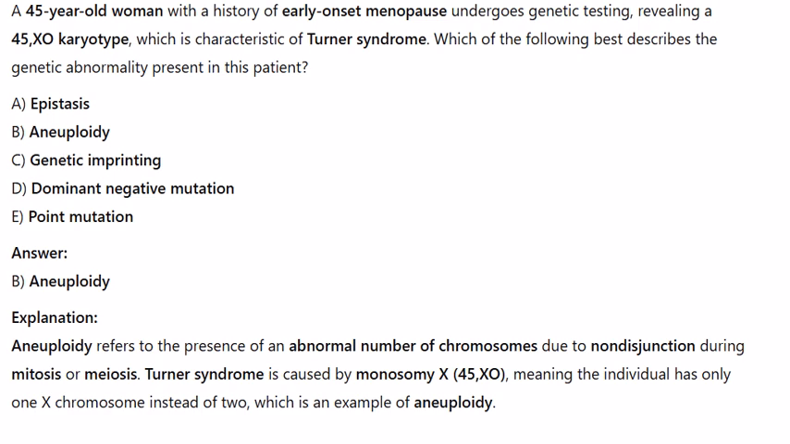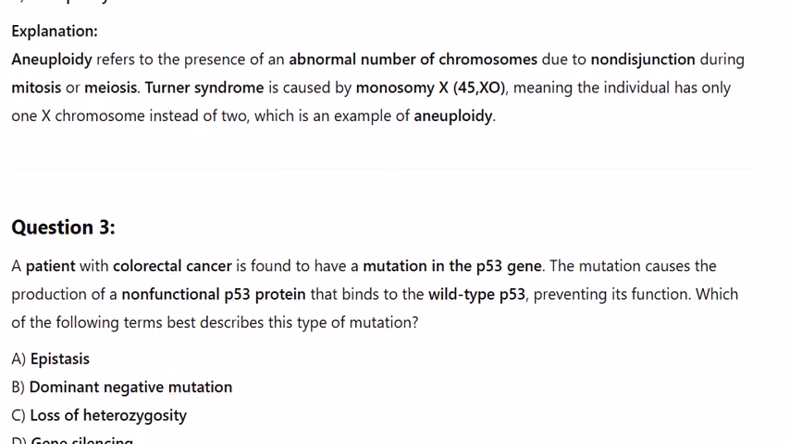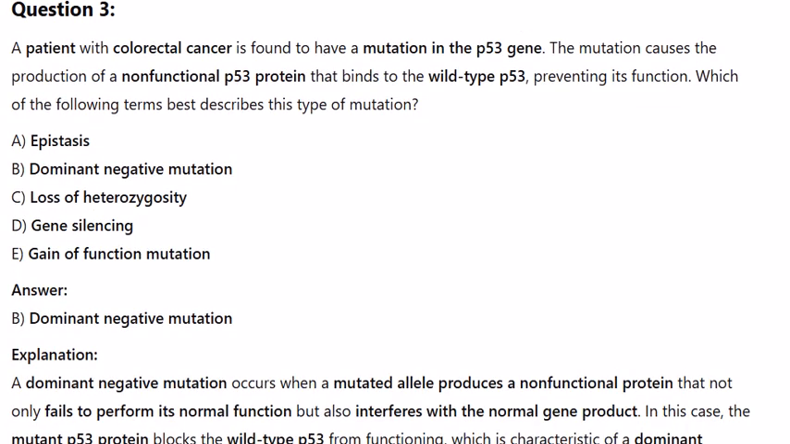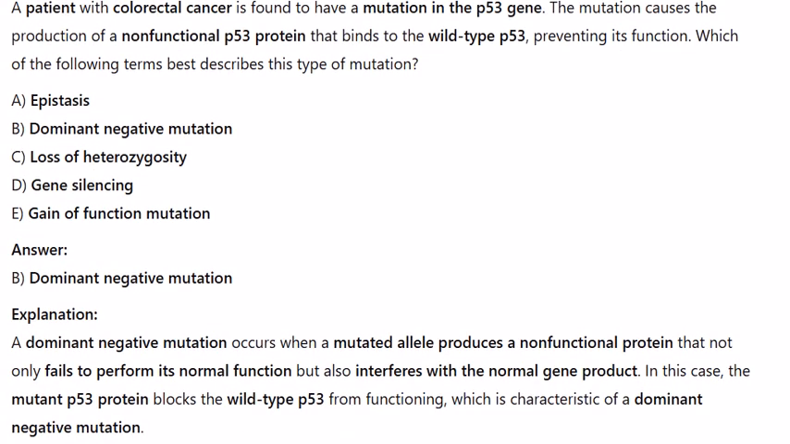Question 3. A patient with colorectal cancer is found to have a mutation in the p53 gene. The mutation causes the production of a non-functional p53 protein that binds to the wild-type p53, preventing its function. Which of the following terms best describes this type of mutation?